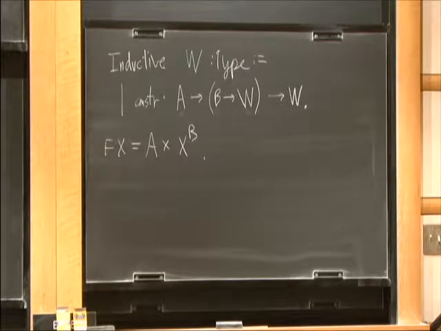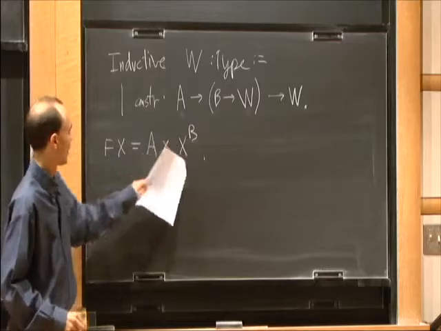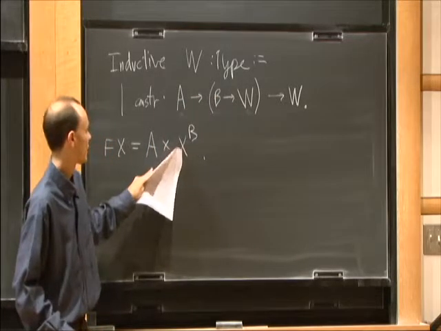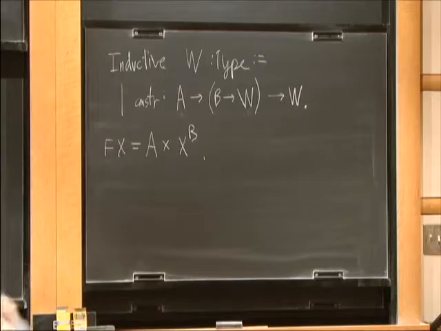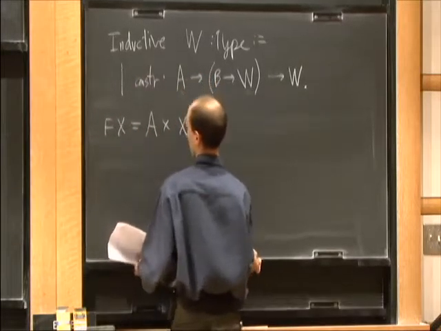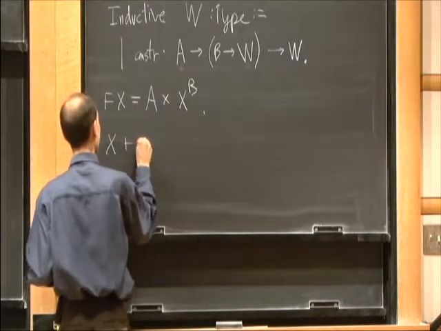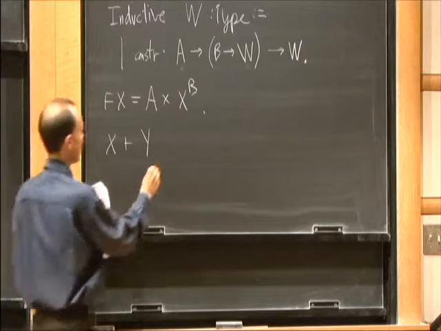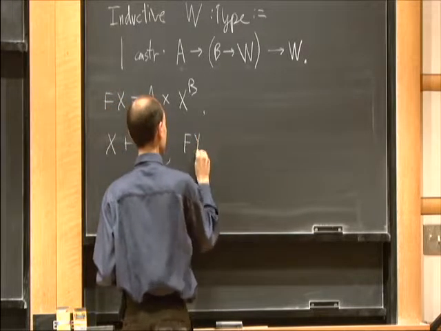So the obvious functor that corresponds to this is defined by f of x equals A cross x to the B. And so this constructor says, given something in A and a map function from B to W, I get something in W. So W is going to be an algebra for that endofunctor. But then I have to extend that endofunctor to act on dependent types and sections in order to fit it into this framework and tell me what the elimination rule and the computation rule should be. Does that make sense?